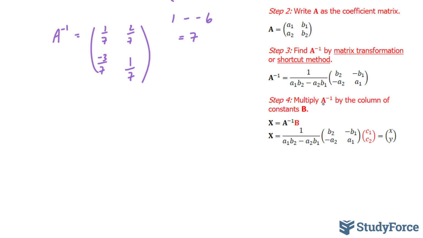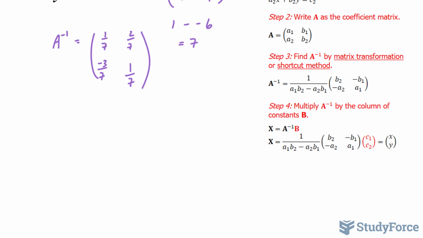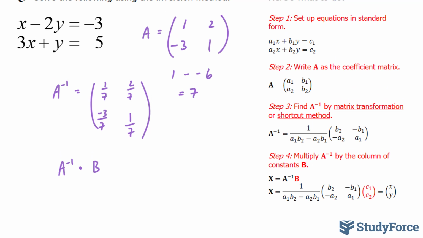And in our last step, it tells us to multiply the inverse A to the power of -1 by the column of constants matrix B, which represents everything after the equal sign. So -3 and 5, and this is why they wanted it in standard form to begin with. So we'll take A inverse, this matrix, and we'll multiply it by this new column vector, which in our case is -3 and 5. So B is equal to -3 and 5.